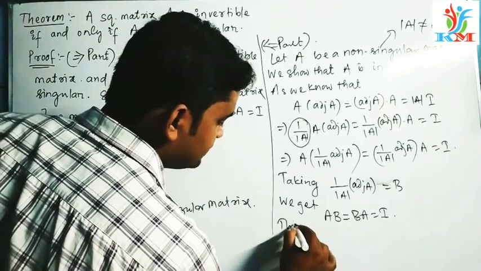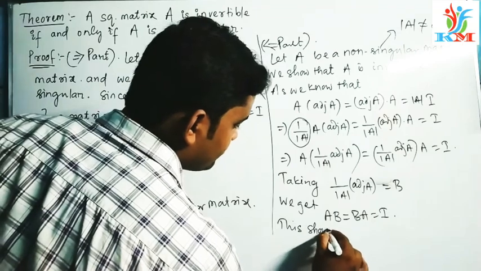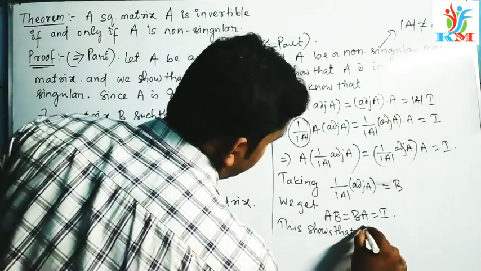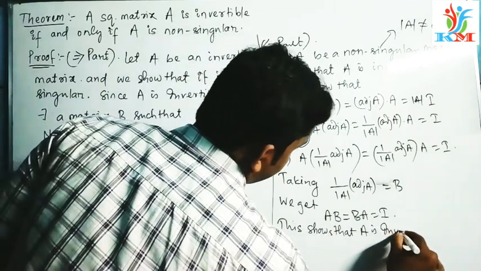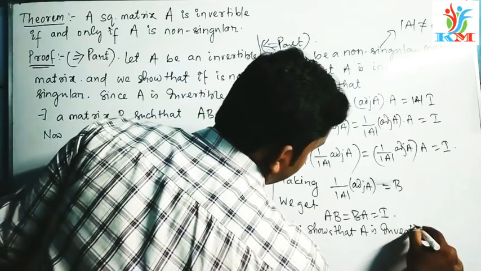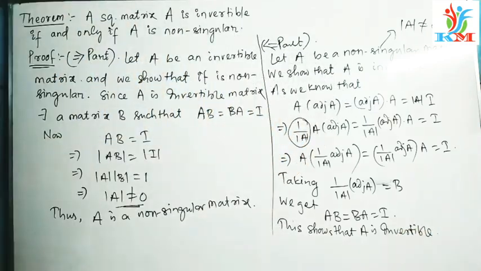This shows that A is invertible. So in this theorem we show that if a square matrix A is invertible, then it must be non-singular, and if a matrix A is non-singular, then it must have an inverse. That means it is invertible. Okay.